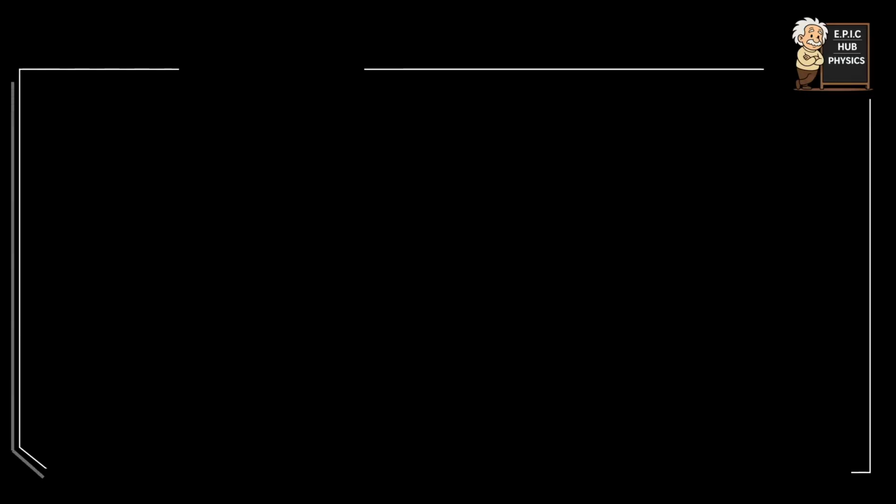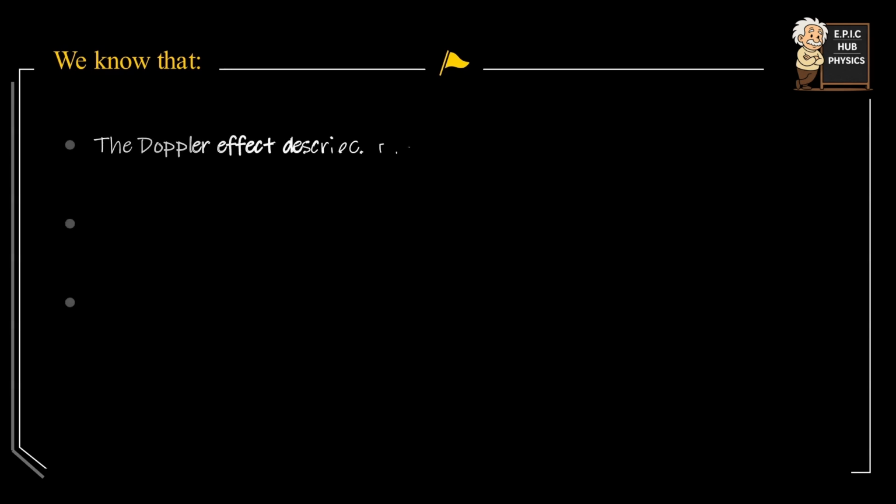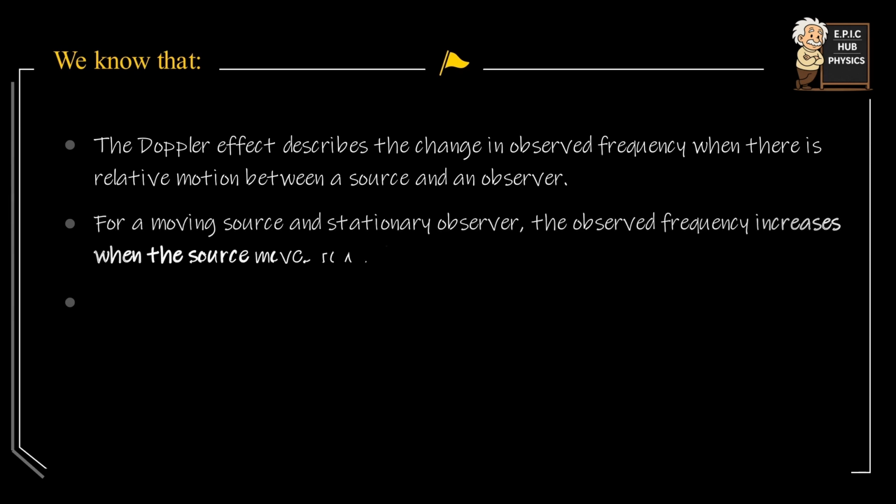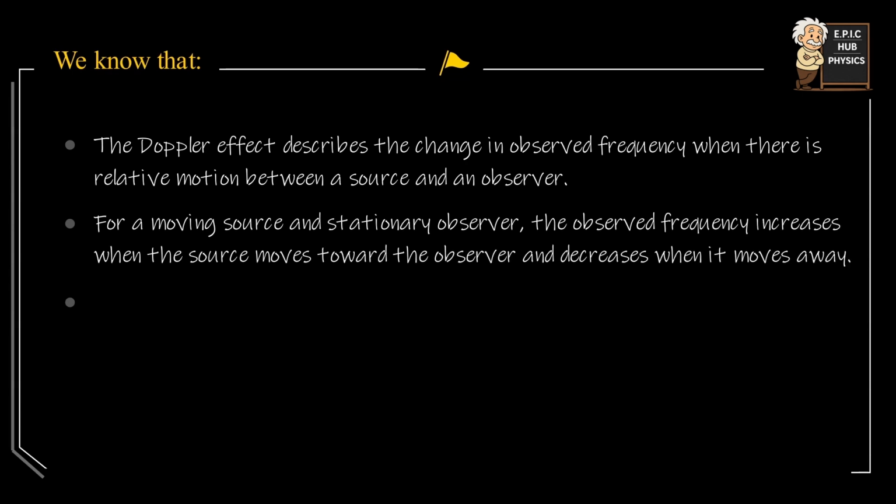This problem tests our understanding of the Doppler effect for a moving source and stationary observer. Let's recall what we know. The Doppler effect describes the change in observed frequency when there is relative motion between a source and an observer. When the source and observer move relative to each other, the sound waves are either compressed or stretched. For a moving source and a stationary observer, the observed frequency increases when the source moves toward the observer and decreases when it moves away. This happens because the sound waves are compressed in front of the moving source.